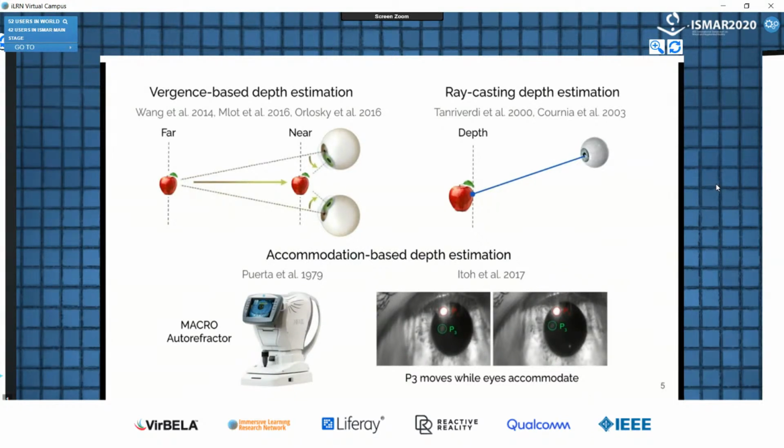On the other hand, accommodation-based methods leverage the anatomical changes in the eyes, such as lens curvature change during accommodation. The autorefractors are widely used and provide a good estimate of accommodation, but they are very bulky and impractical to be integrated into AR glasses.